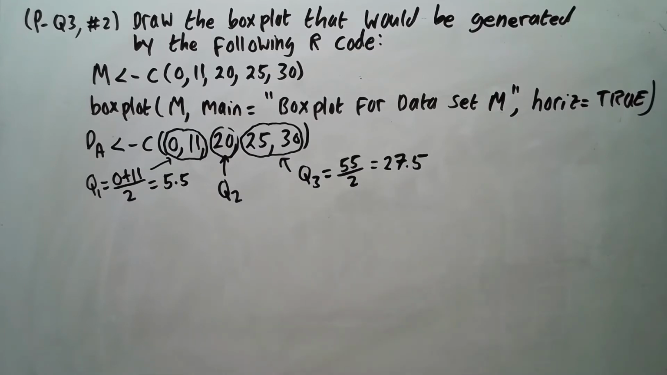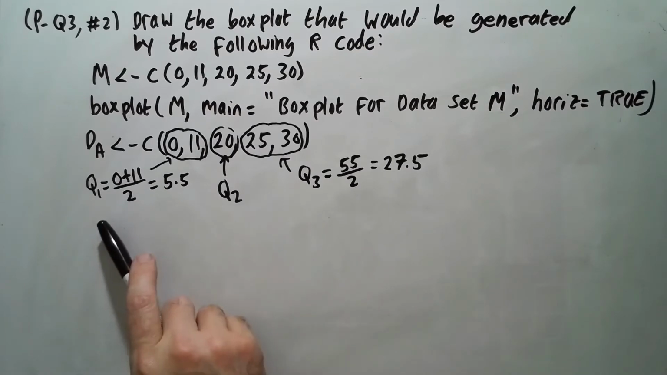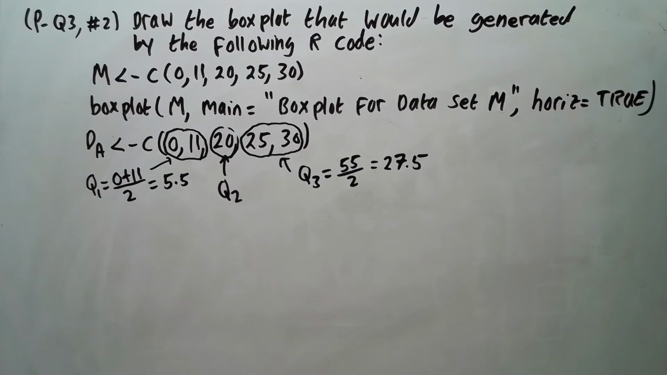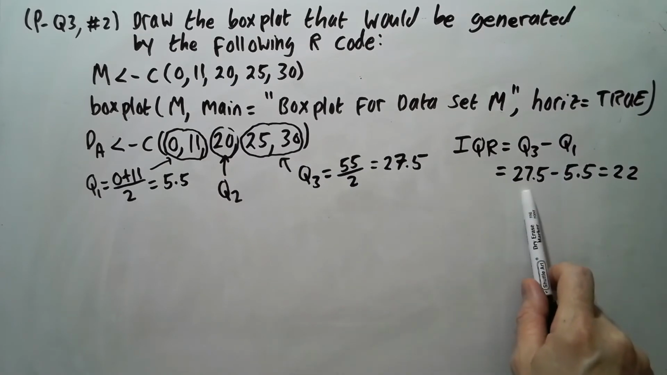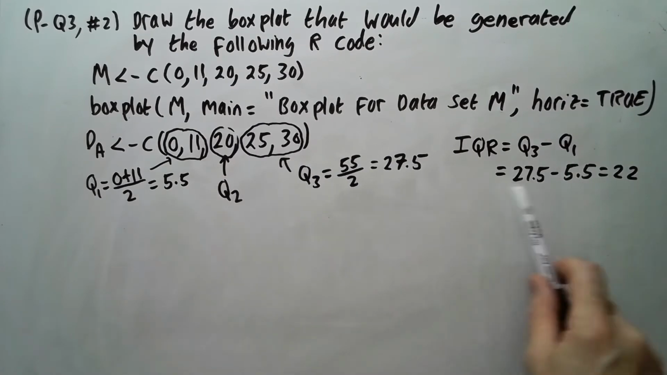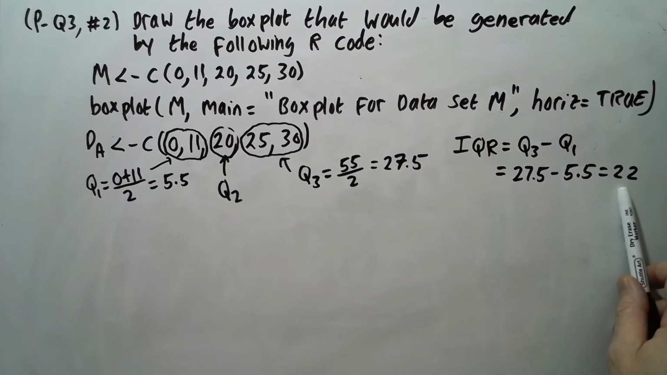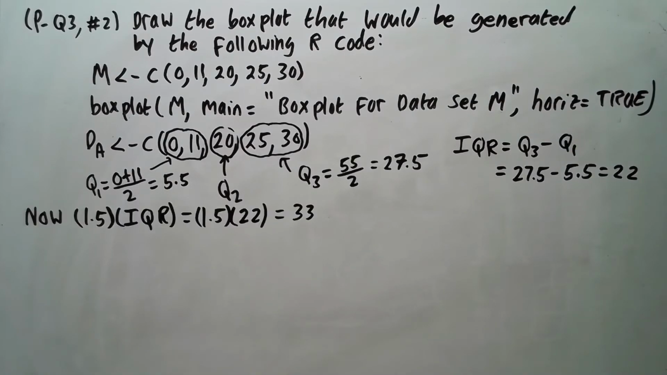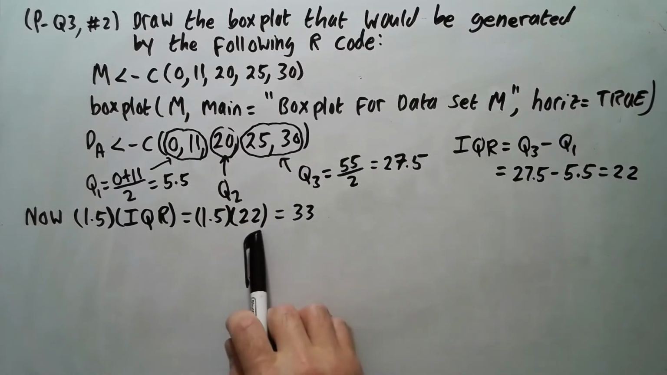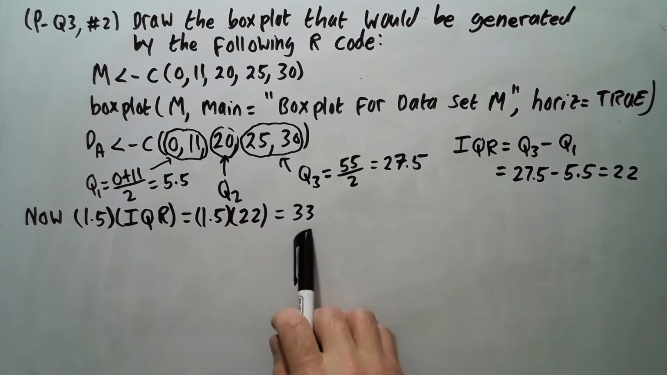Now let's find our IQR. So recall the IQR is going to be Q3 minus Q1. So let me write that here. So our IQR then would be Q3 minus Q1. Our Q3 is 27.5. Our Q1 is 5.5. Subtracting those, we get 22. Okay, now let's look at 1.5 times IQR. Let me write that here. So 1.5 times IQR, so it'll be 1.5 times 22. You can check multiplying those, that'll be 33.